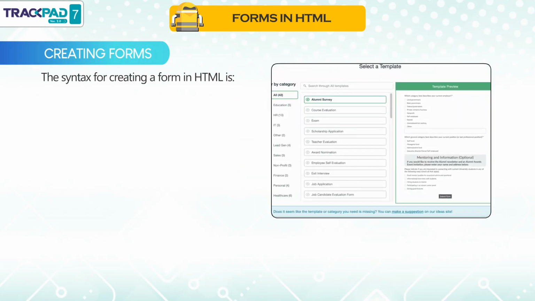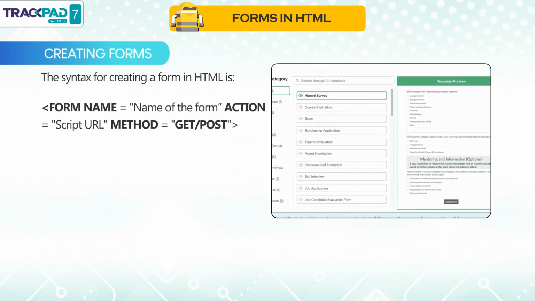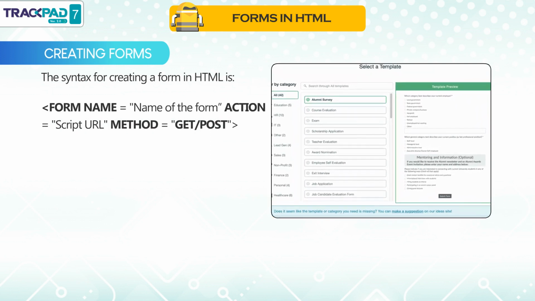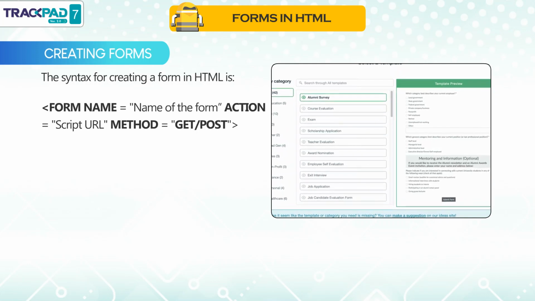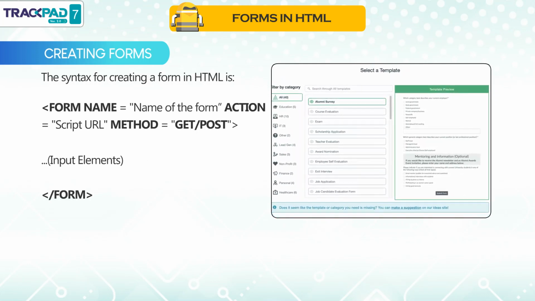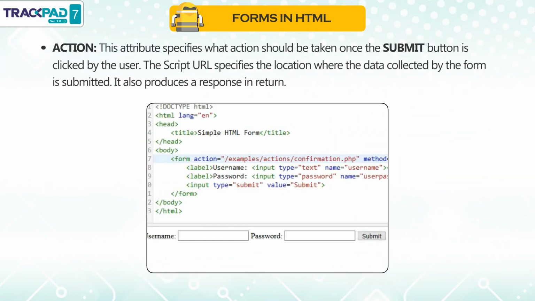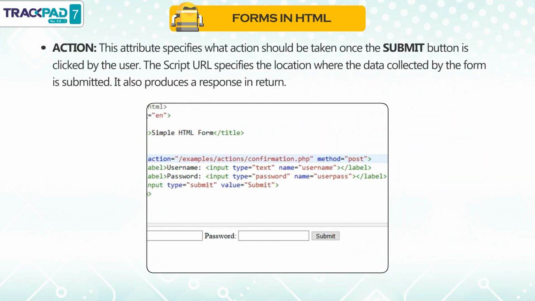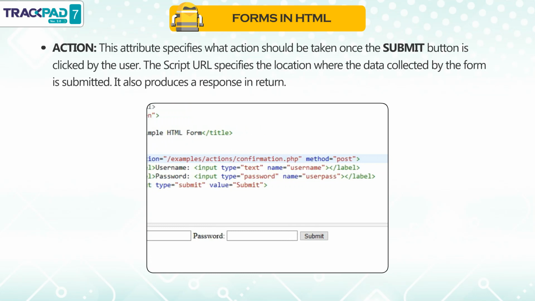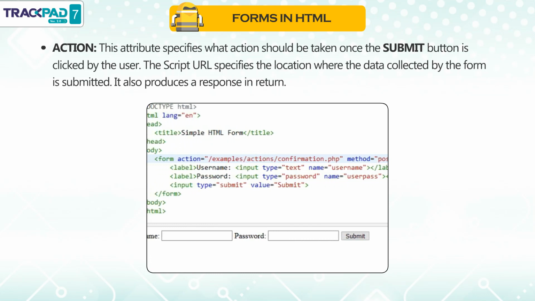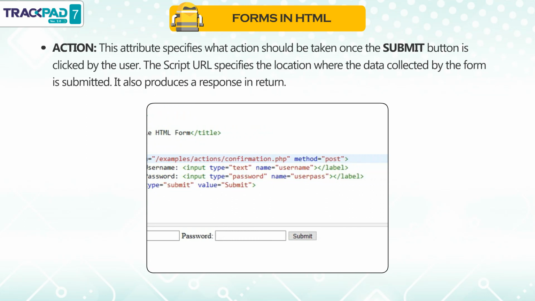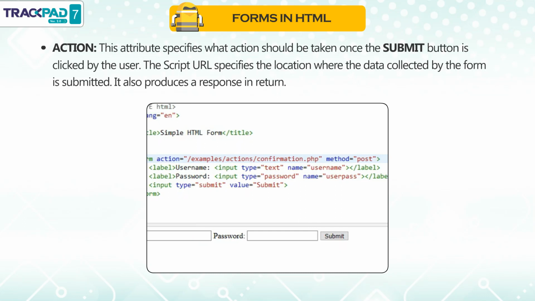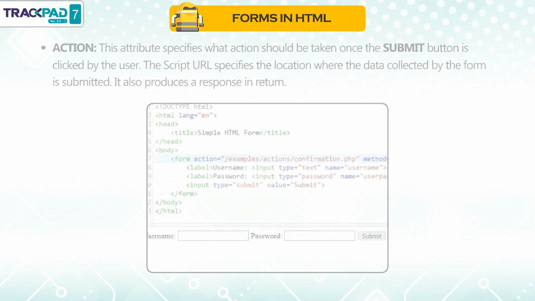Creating forms. The syntax for creating a form in HTML is: form name equal to name of the form, action equal to script URL, method equal to get/post, input elements, /form. Action. This attribute specifies what action should be taken once the submit button is clicked by the user. The script URL specifies the location where the data collected by the form is submitted. It also produces a response in return.